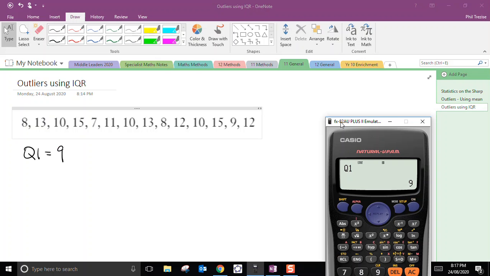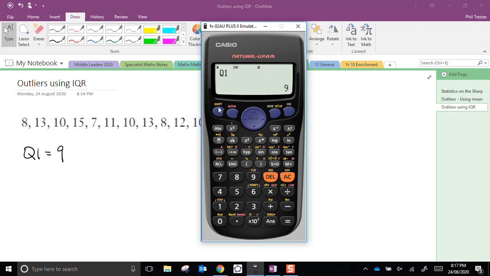Now we'll find the third quartile. Same process. Shift, stats, 5 for min max, and then 5 again for Q3. The upper quartile is 13.